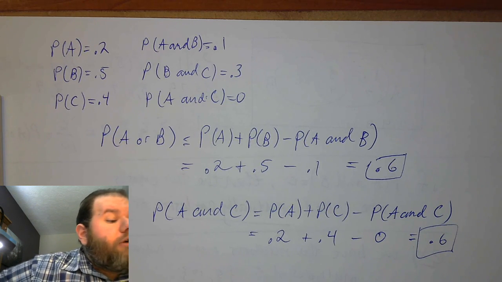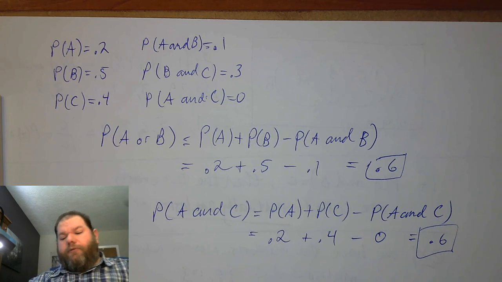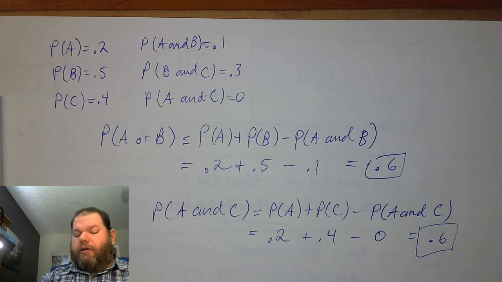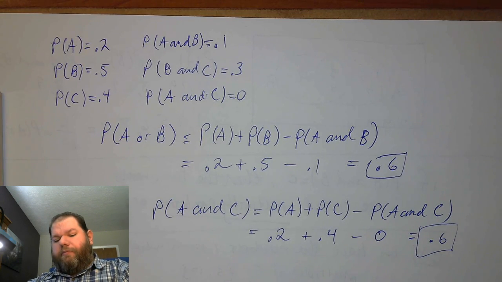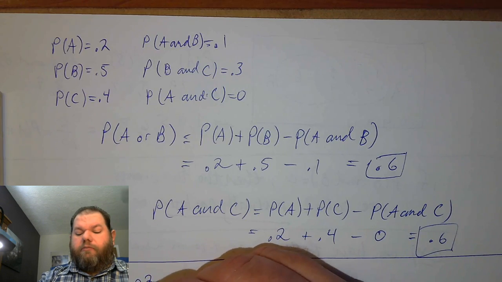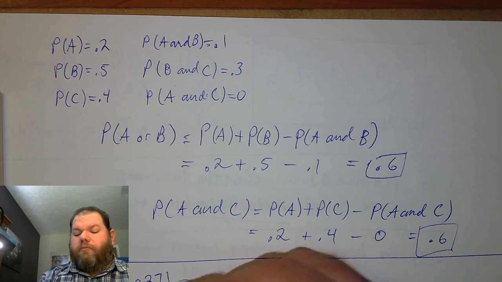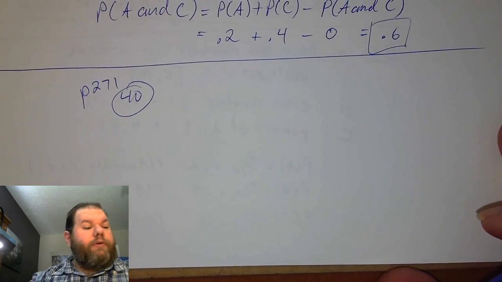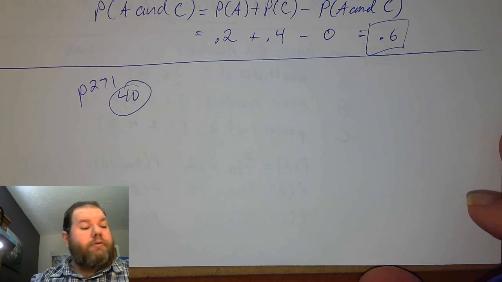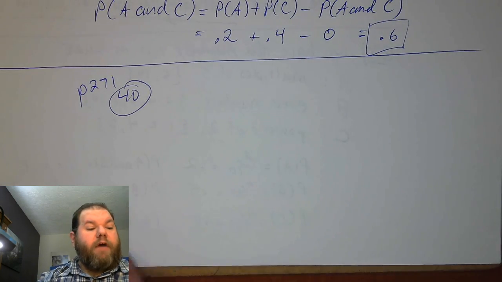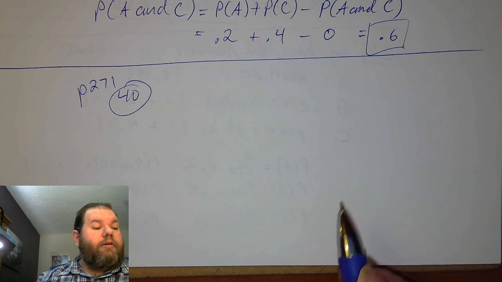I want us to look at problem 40 on page 271. And we start off with a table. Let's see, we have 5 columns and is it 1, 2, 3, 4, 5 rows.